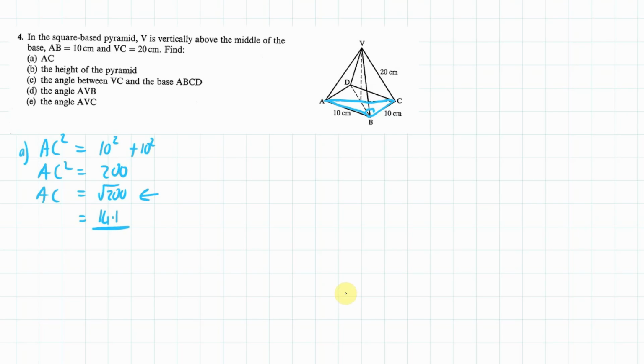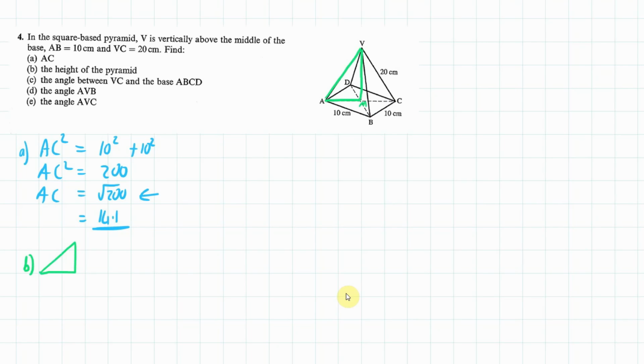The height of the pyramid. Okay, how do we find the height of the pyramid? Well, we can use this triangle here. AV in the bottom there. Let's just call that M, because it's the midpoint of AC. So for B, the height of the pyramid, we've got a triangle that looks like this.